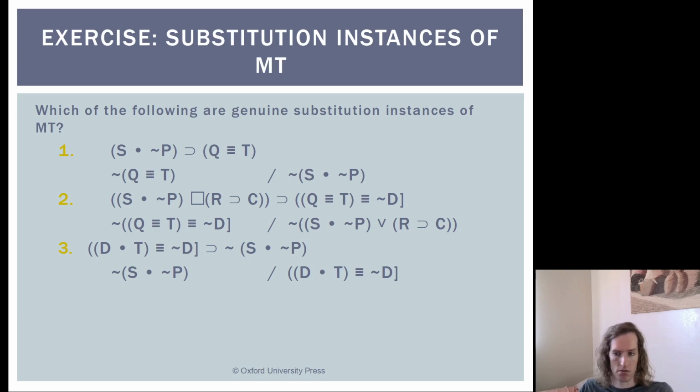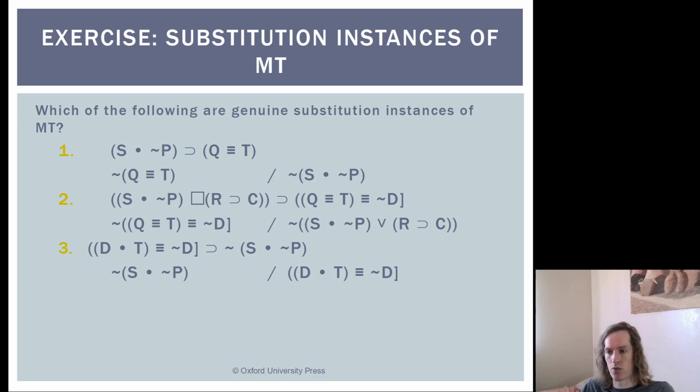This is a correct application of modus tollens. We've negated the entire consequent, since one of the premises is the negation of the entire consequent, which allows us to negate the entire antecedent. All right.